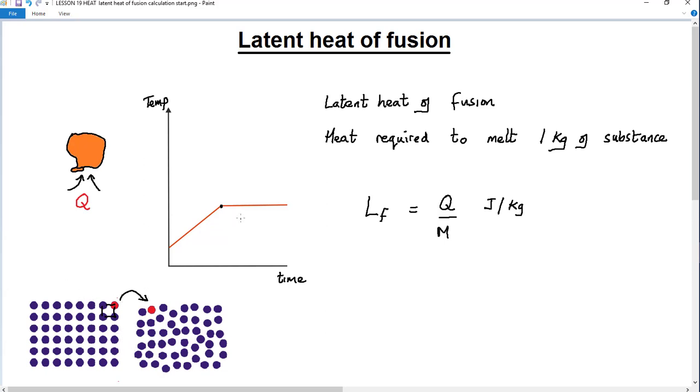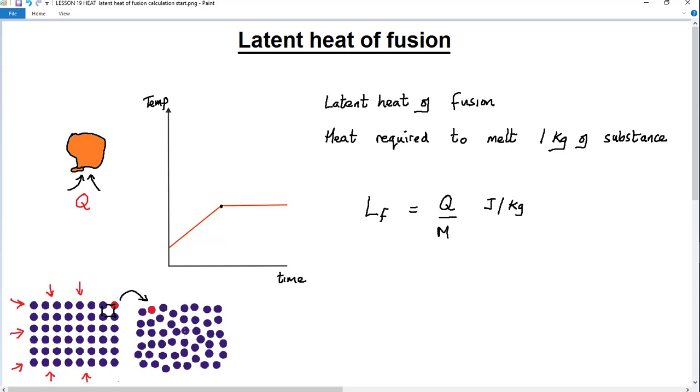So heat is being absorbed by the solid. In chemistry we call this an endothermic process. Melting is an endothermic process because heat is being absorbed by the solid to help the particles overcome the strong cohesive forces within the solid to change into the liquid state. That's what's going on when melting occurs. Again, the heat required to do this is called the latent heat.